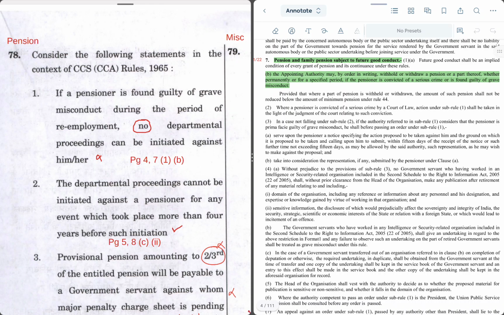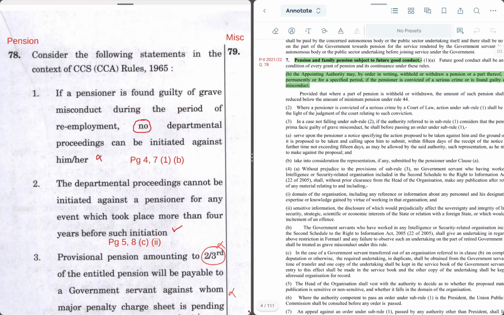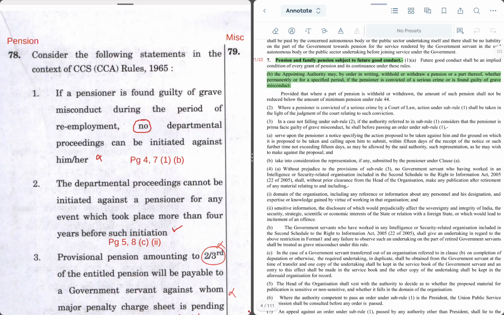So we have to refer to the CCS Pension Rules 2021 for this question. If you go to page number 4, para 7 1b, departmental proceedings can take place, and pension can be withheld or withdrawn. So statement 1 is incorrect, that no proceedings can be initiated.